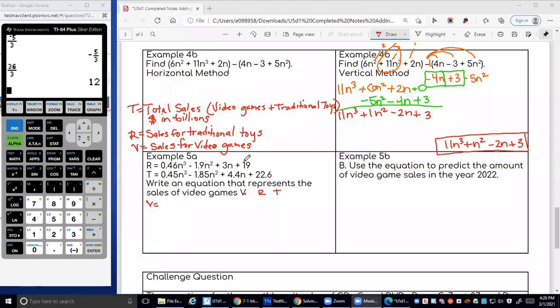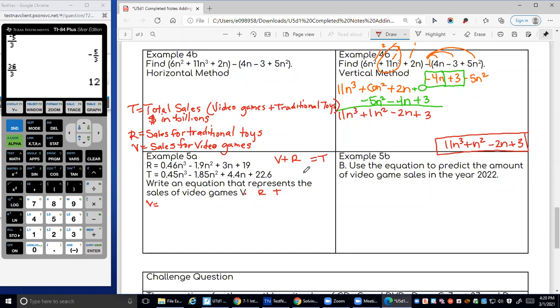All right, I don't know about y'all, but I think, okay, total sales, T's always on the right-hand side, right? That's your T, that's your total sales. And what makes up those 2 types of sales? Well, video games and traditional toys, right? So that's going to be V for video games, and then I'm going to add R for the traditional toys. Y'all with me? Okay.